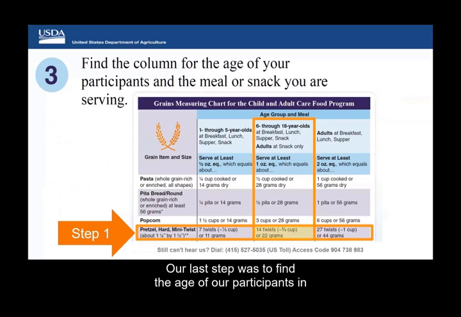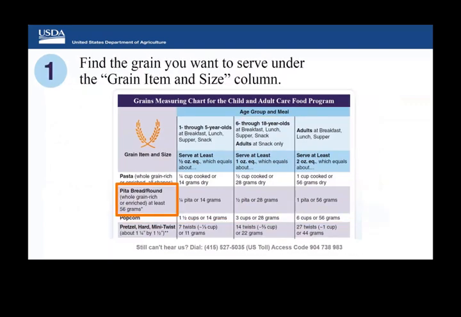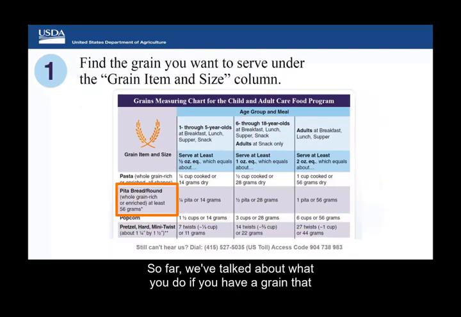Our last step was to find the age of our participants in the meal. We are serving 8-year-olds at snack, and 8-year-olds fall into the age group of 6 through 18-year-olds. We follow the 6 through 18-year-old column down to the pretzel hard mini twist row. If you look at where the 6 through 18-year-old column meets that pretzel row, it tells us that we need to serve 14 hard mini twist pretzels to meet the minimum amount of grains required at snacks for this age group.